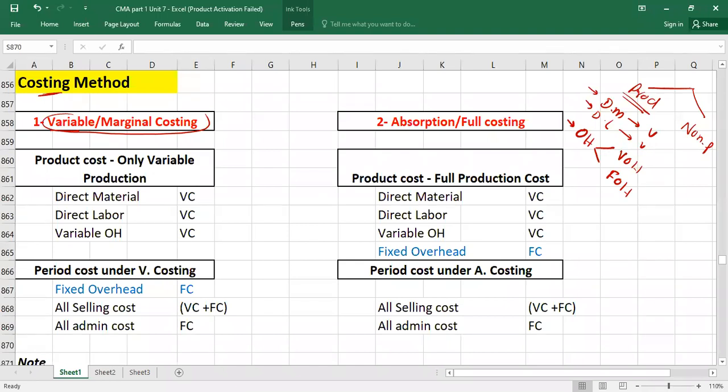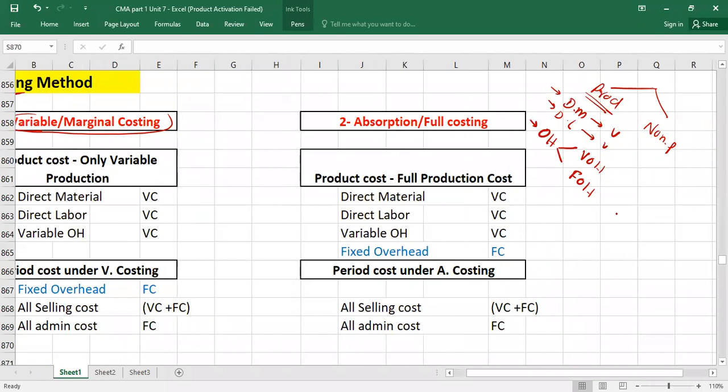Understood? In non-production, what do we have, guys? We have selling and marketing cost, which could be variable or fixed. For example, commission is variable, while salesman salary is fixed. And then we have administration cost. Mostly admin costs are fixed costs.